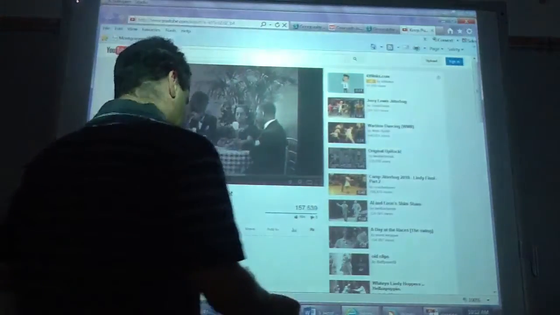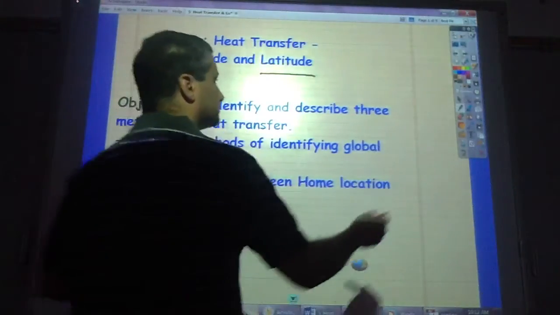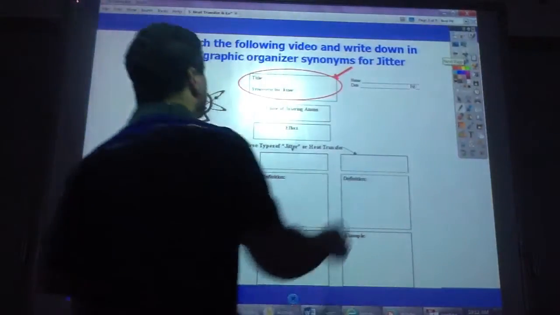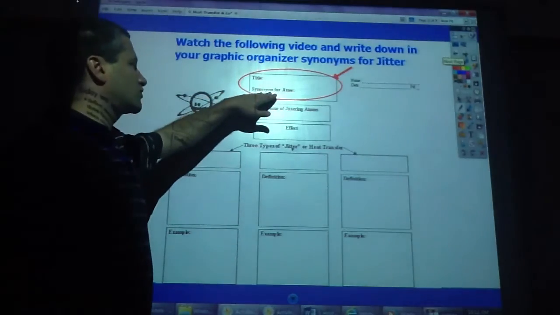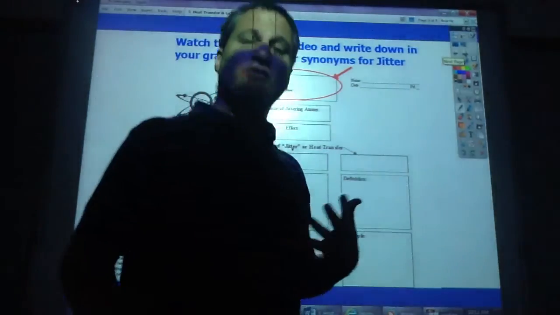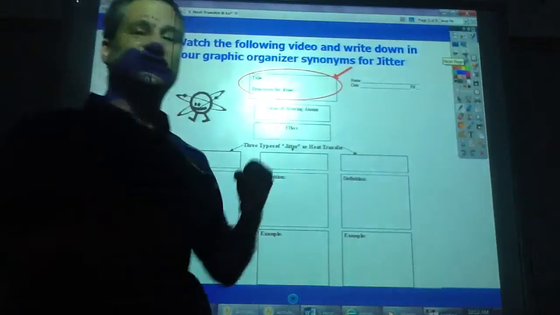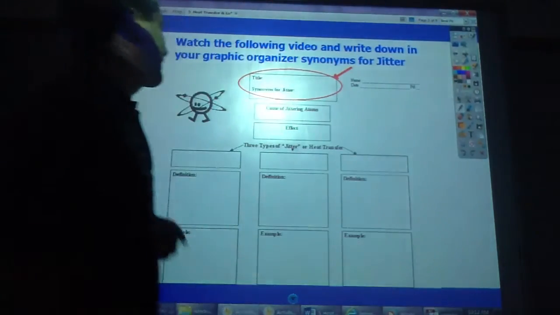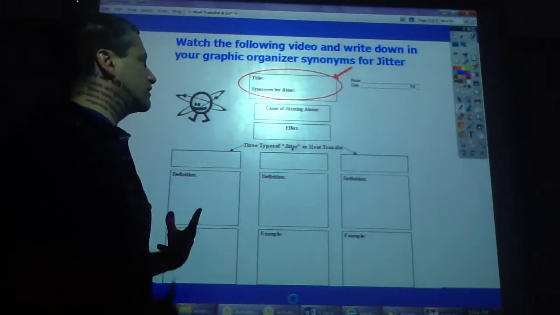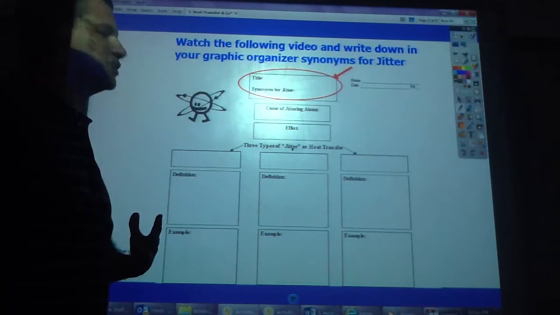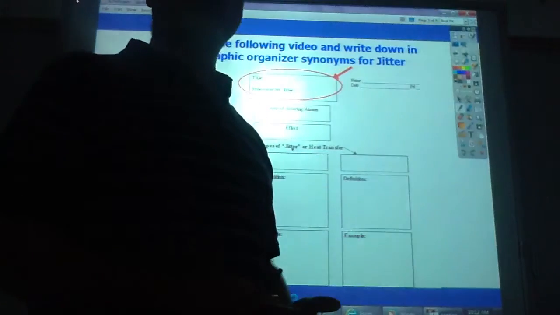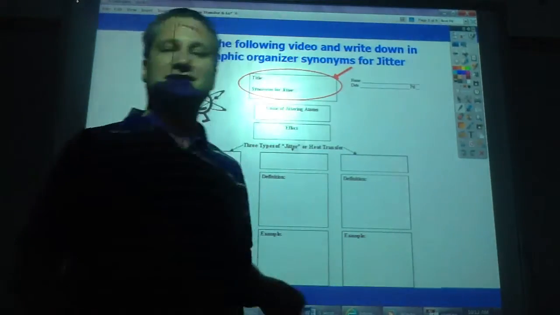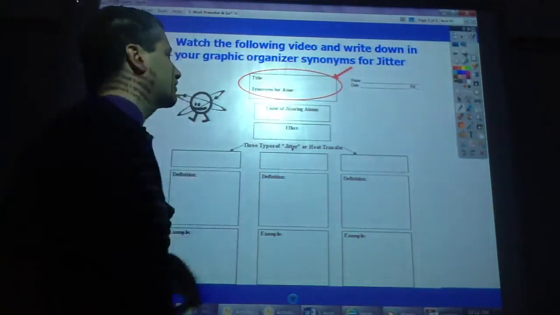So let's go back. So when we talk about that, first of all, many of you maybe don't know what the word jitter means. So if that dance is the jitterbug, what do you think jitter means? What would be a synonym for jitter? Go ahead and write it down in your capture sheet. There is no one right answer, so when you come into class, I'll be asking you what you wrote down for that.